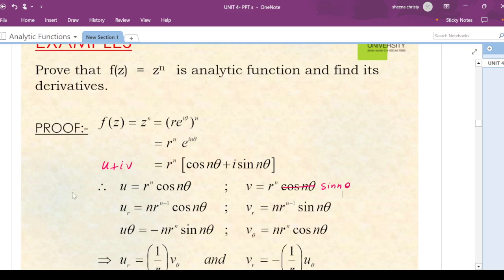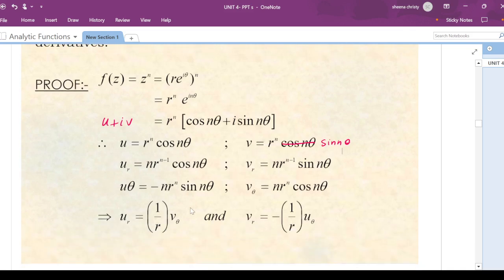Next, differentiating u with respect to theta, you will get r power n into the differentiation of cos, which is minus sin, of n theta. So you have to bring this n to the front: minus sin n theta into n into r power n. Likewise, differentiating v with respect to theta, the differentiation of sin n theta is n into cos n theta, into r power n.